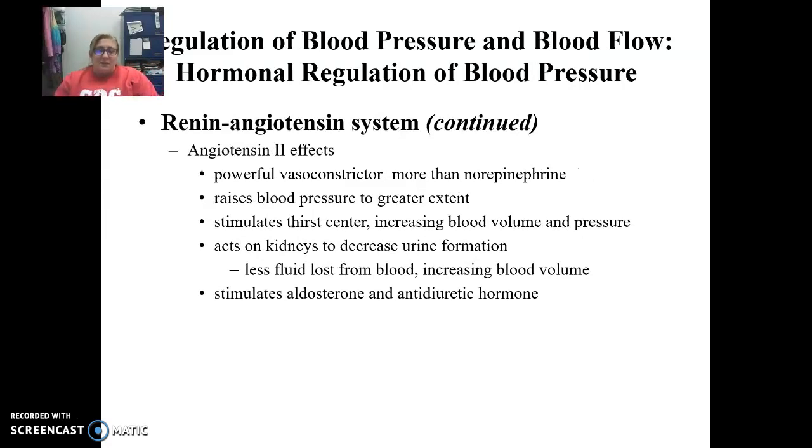So angiotensin 2 is able to increase blood pressure by stimulating vasoconstriction of our blood vessels. It also stimulates the hypothalamus. So the hypothalamus tells our body that we are thirsty, so that we will drink more to increase our blood volume. It works with our kidneys to tell our kidneys to slow down in releasing fluids. It stimulates the production of both antidiuretic hormone and aldosterone.